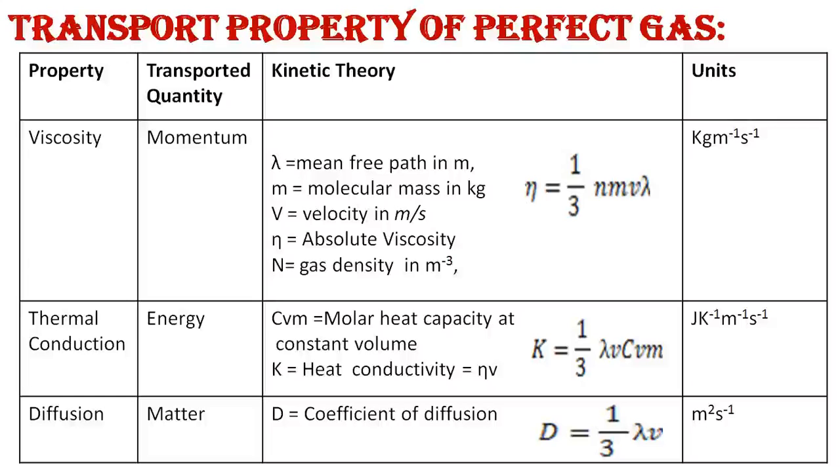Diffusion is denoted by D, which is equal to 1/2 λ v. Here λ is the mean free path in meters, v is the velocity in meters per second, and D is the diffusion coefficient, so the unit is meter square per second.